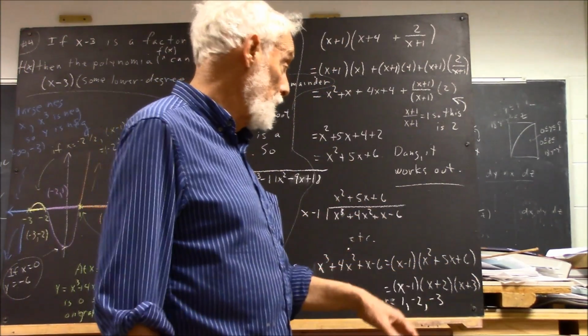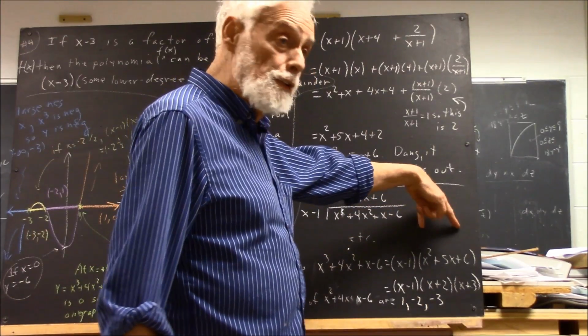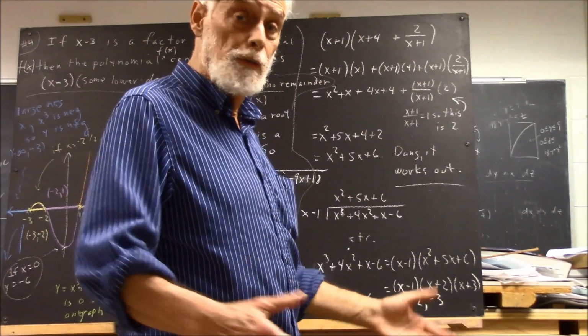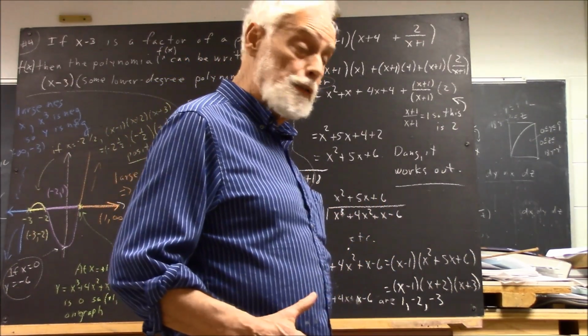The other thing that can happen when you do this is you get down to a quadratic and the discriminant is negative, so you have no zeros, so there is no further factoring.